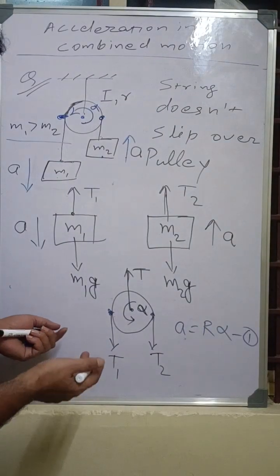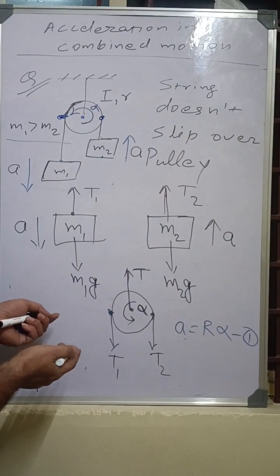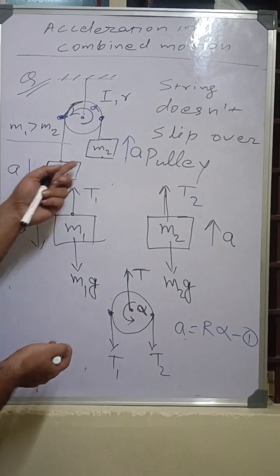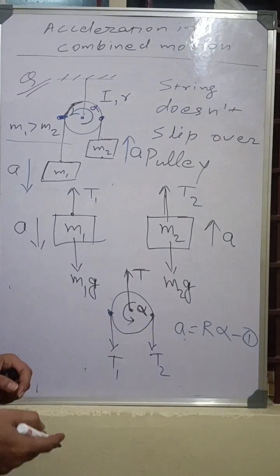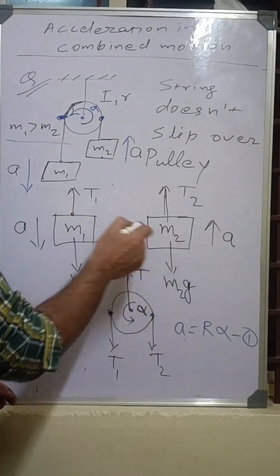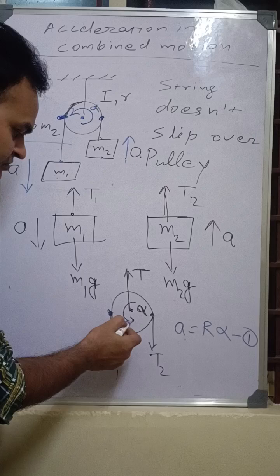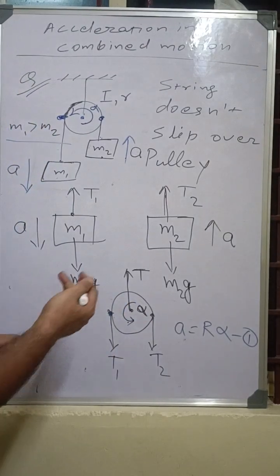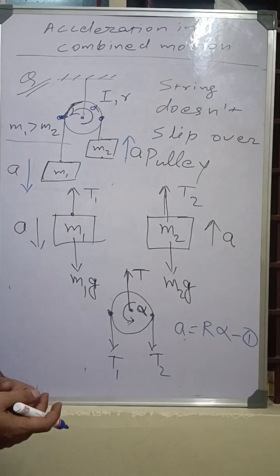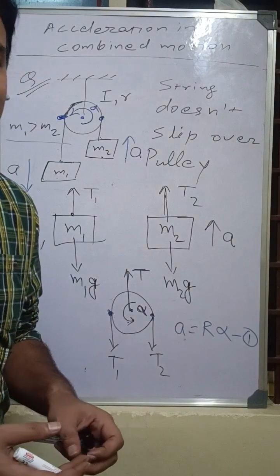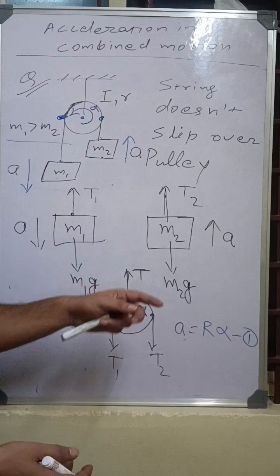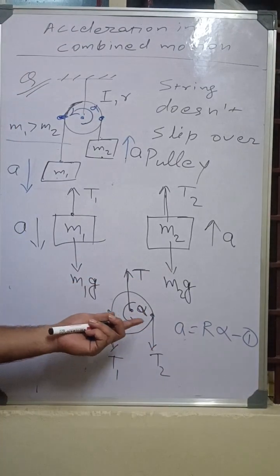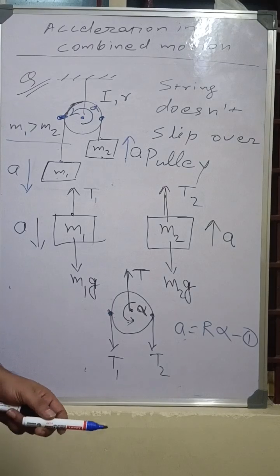So I think you have understood up to here. Just have another look and realize the motion of masses M1, M2 and the pulley. Masses M1 and M2 are doing translational motion, and this pulley is doing rotational motion only. So we have drawn the free body diagram. Now we have to write the equation of motion separately for M1, for M2, and for the pulley, and we have this condition. After writing the equations of motion we can solve this question.